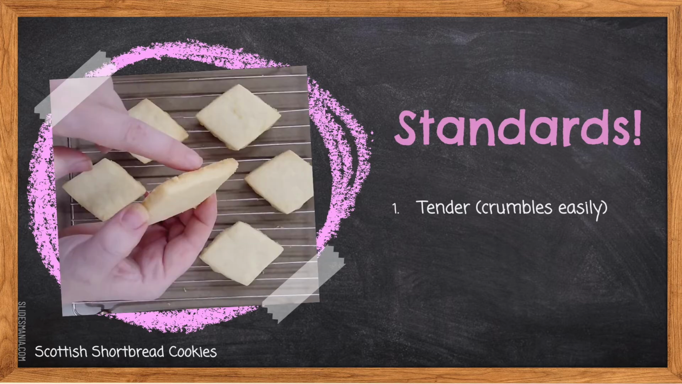Standards. 1. Tender, crumbs easily. This means you didn't overwork your cookie. Overhandling the butter too much will cause the fat to melt and make the gluten activate, causing a really hard, crunchy cookie. Shortbread should be soft, melt in your mouth.